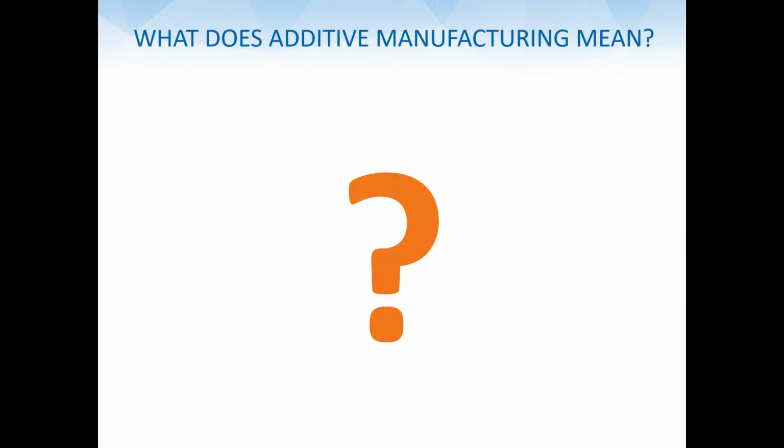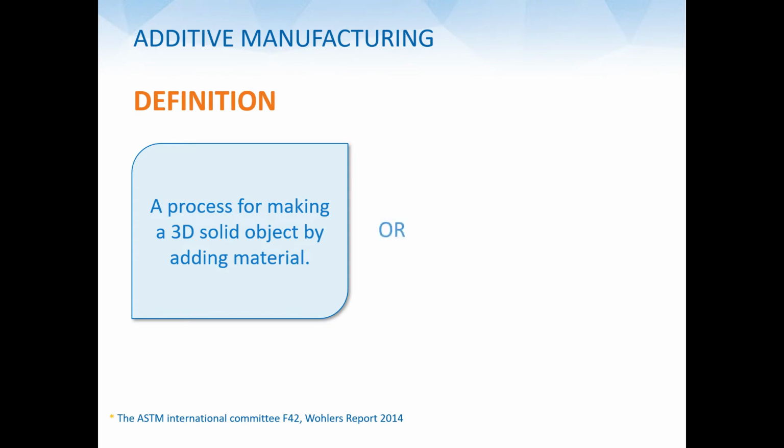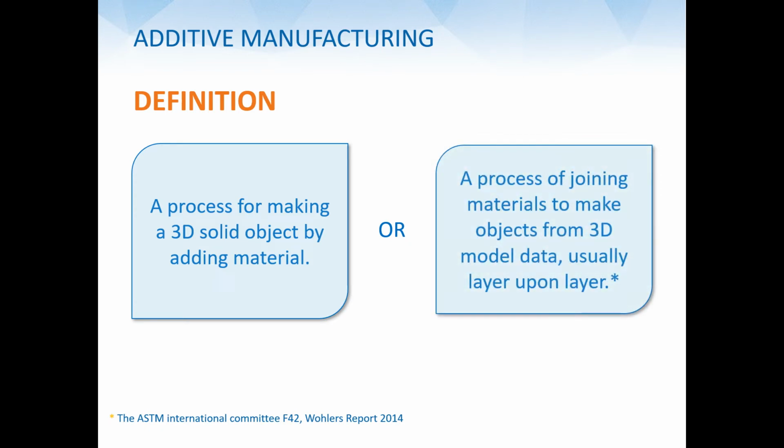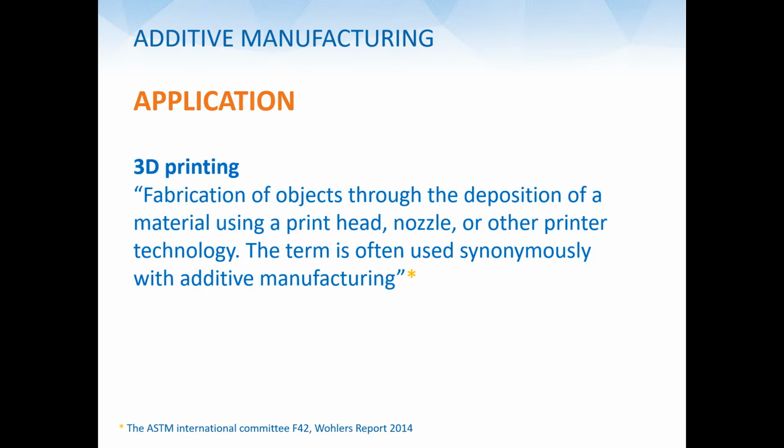So what does additive manufacturing mean? It's a process for making a 3D solid object by adding material, or a process of joining materials to make objects from 3D model data, usually layer upon layer. So 3D printing is the fabrication of objects through the deposition of material using a print head, nozzle, or other printer technology. The term is often used synonymously with additive manufacturing. And what should be stressed is, yes, 3D printing and additive manufacturing terms are often interchanged, but they are somewhat different, as 3D printing is just one form of additive manufacturing.